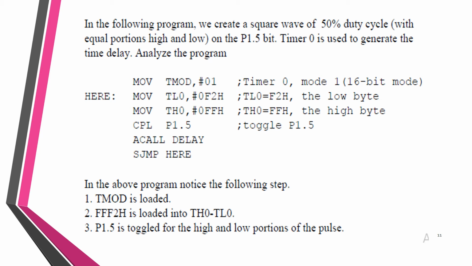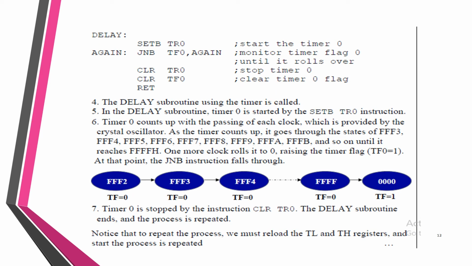So the delay routine is called, and then SJMP keeps us in the loop. It goes on doing this, so the output will be 1, then 0, 1, 0, 1, 0. So a perfect 50% square wave will get generated. The values F2 are loaded. We will see that, but before that let us look at the delay routine.